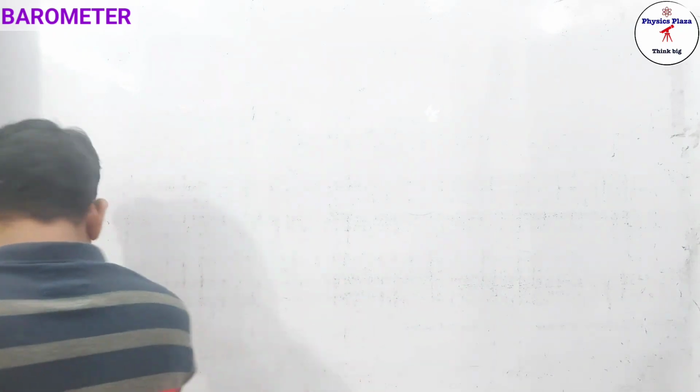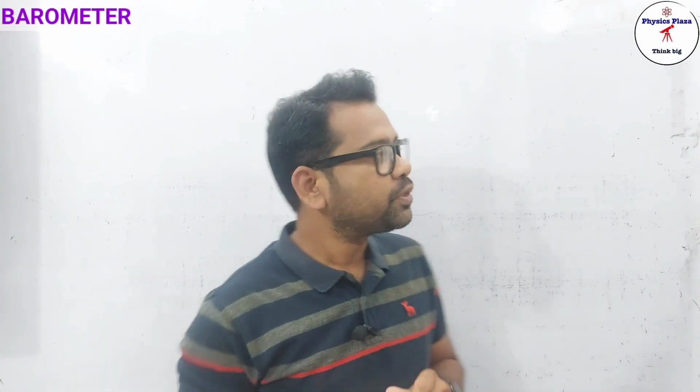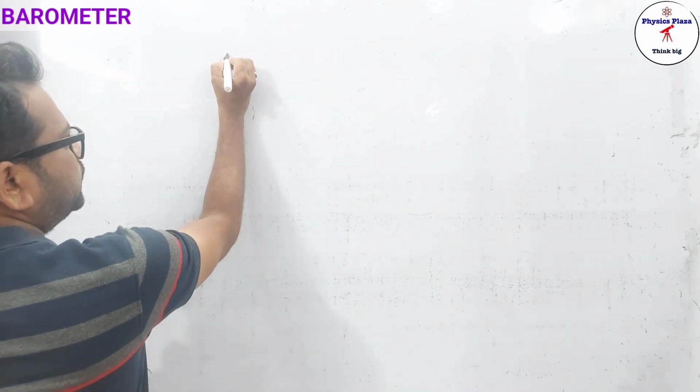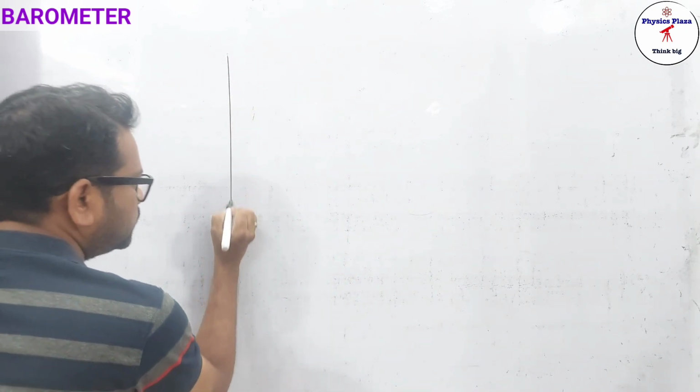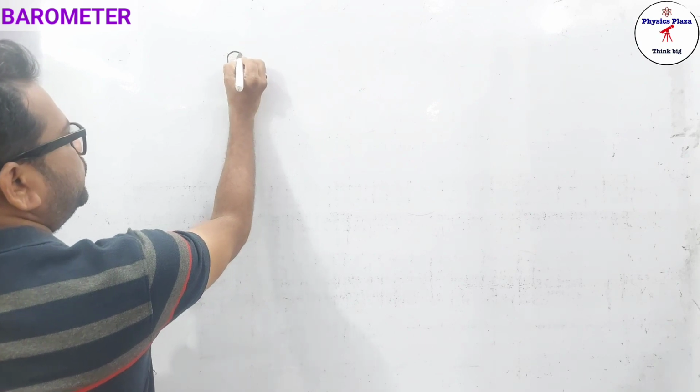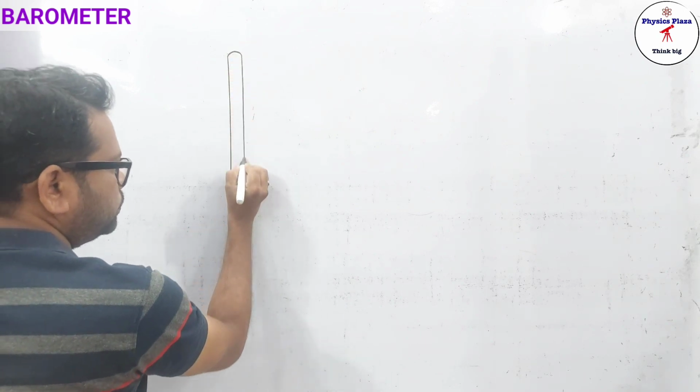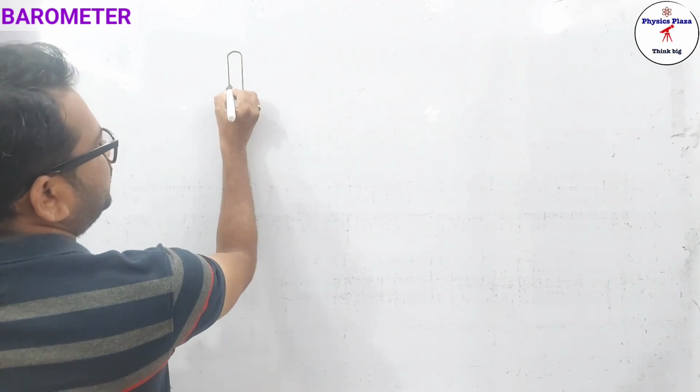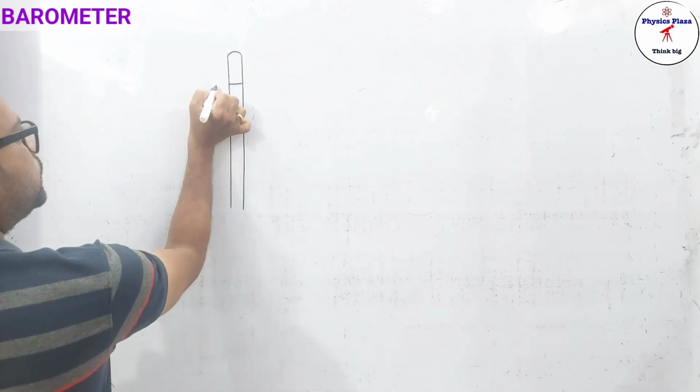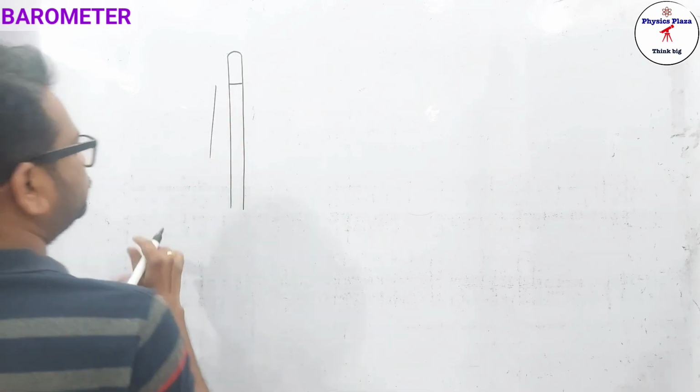Now we discuss two more important points regarding the simple barometer only. What is that, children? We know that here is a glass tube. Let us say it is a glass tube. We know that till here the mercury level will be there. So till here, let me just.